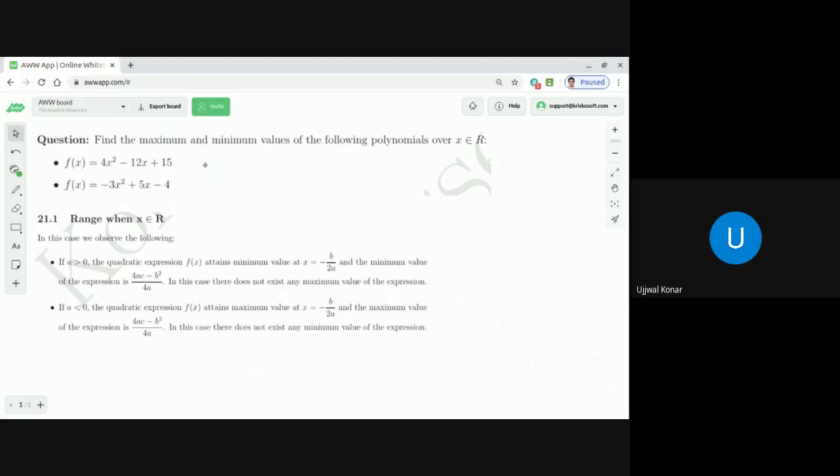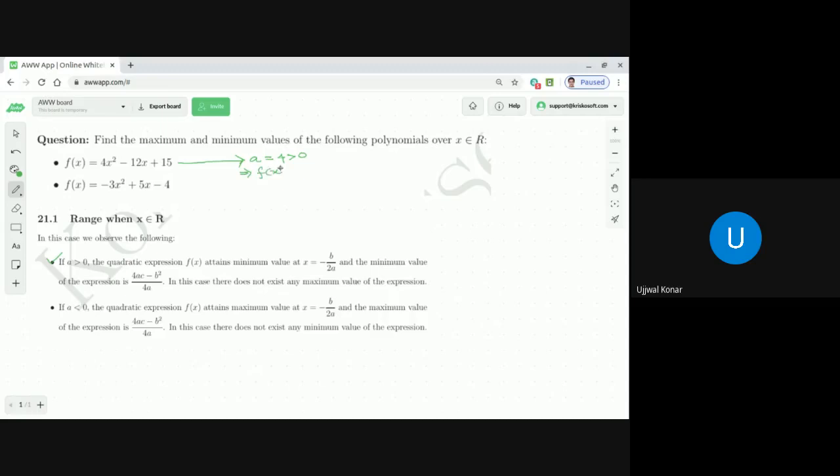So if we start with this one, then what we get? What is the value of a here? The value of a is 4, correct? Now as the value of a is 4, which is greater than 0, it comes to which case? The first one, this one, correct or not? So a is equal to 4, which is greater than 0. Then we can say that fx attains minimum value at x equal to minus b by 2a.